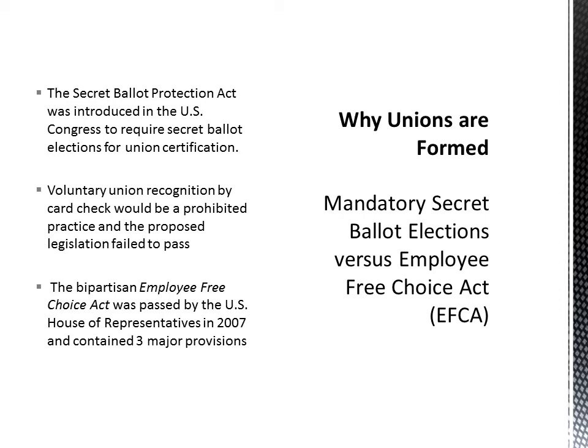Mandatory secret ballot elections versus the Employee Free Choice Act. The Secret Ballot Protection Act was introduced in the U.S. Congress to require secret ballot elections for union certification. Voluntary union recognition by card check would be a prohibited practice, and the proposed legislation failed to pass. The Bipartisan Employee Free Choice Act was passed by the U.S. House of Representatives in 2007 and contained three major provisions.